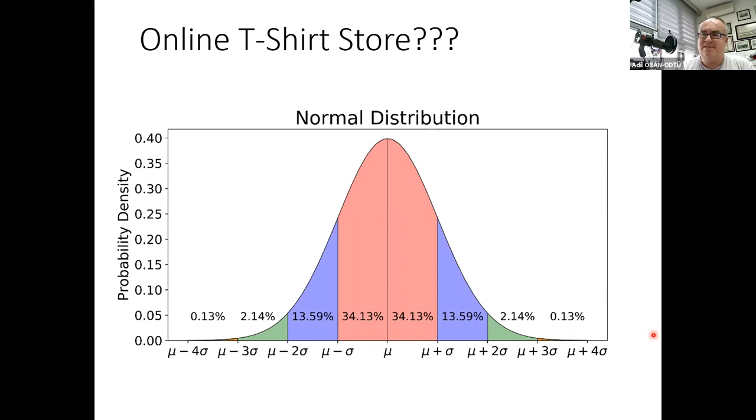But the problem is, there's probably a lot of t-shirt sellers, both offline in brick and mortar shops and also online. So you have a lot of competition. And going for the mass market, going for that big part of the body of that distribution, there's a lot of competition there, okay?